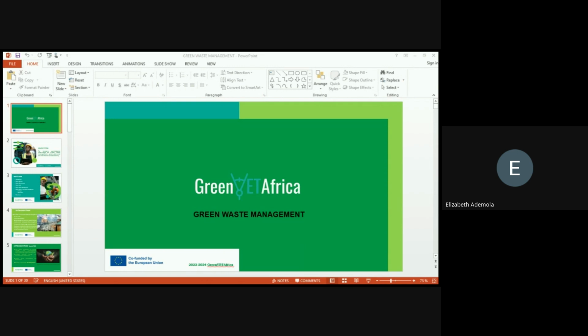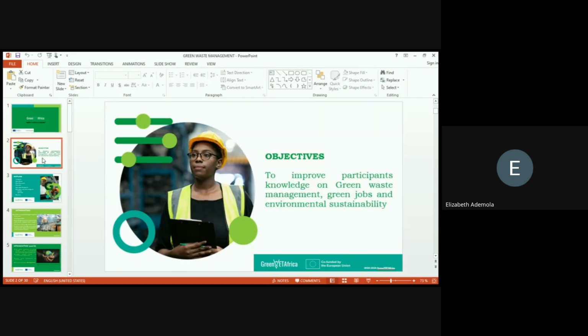The last class was on recycling, and I'm sure we had a good time with our facilitator in the class. So today we are moving ahead to green waste management. At the end of this section, we intend to improve participant knowledge on green waste management, and also we want participants to understand what we mean by green jobs, and also understand the term environmental sustainability.